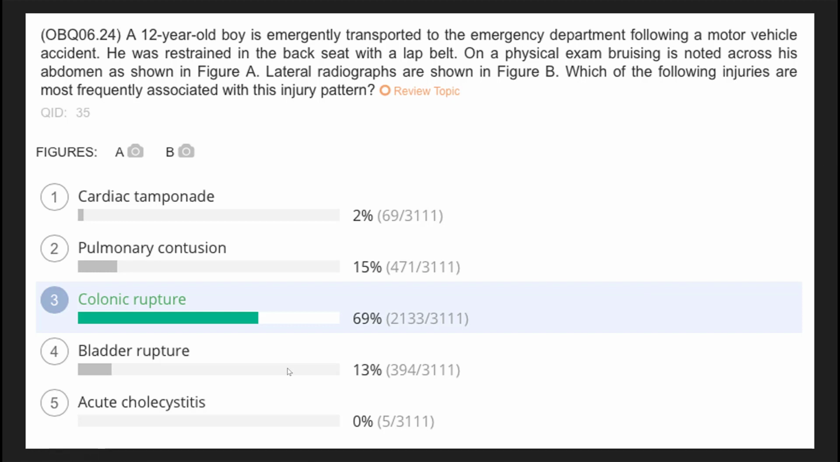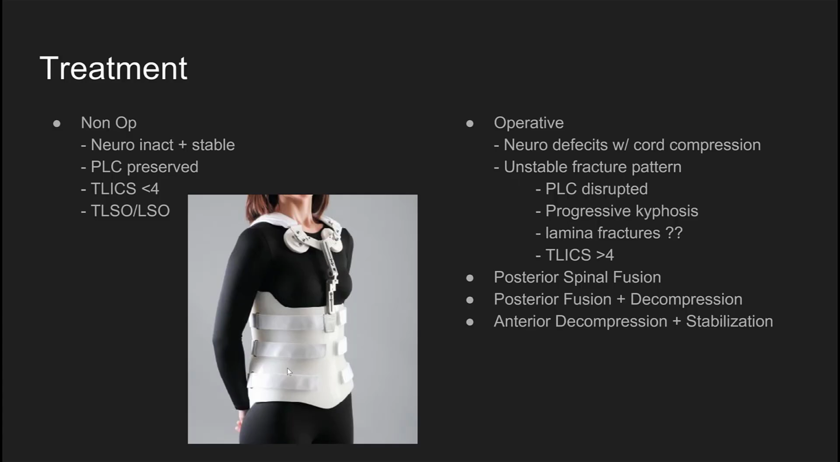Yeah, so treatment, what do you do for these people? Going back to the TLICS scoring system, that makes it easier for you to decide as a clinician. Below 4, you want to just brace them non-op, especially if they're neuro intact, nothing going on there.